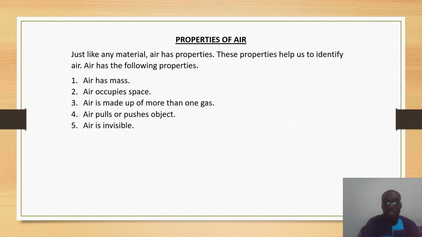Air has the following properties. So we know that air has mass, air occupies space, air is made up of more than one gas, air pulls or pushes objects, and then air is invisible. That is, we cannot see air. So these are some properties of air: air has mass, air occupies space, air is made up of more than one gas, air pulls or pushes objects, and air is invisible.